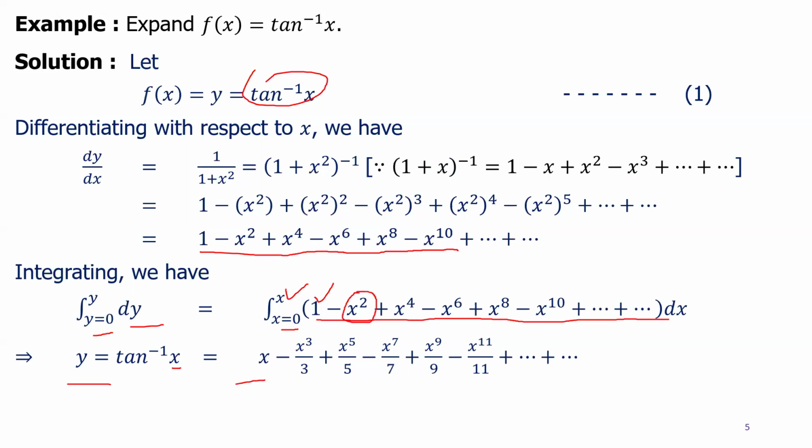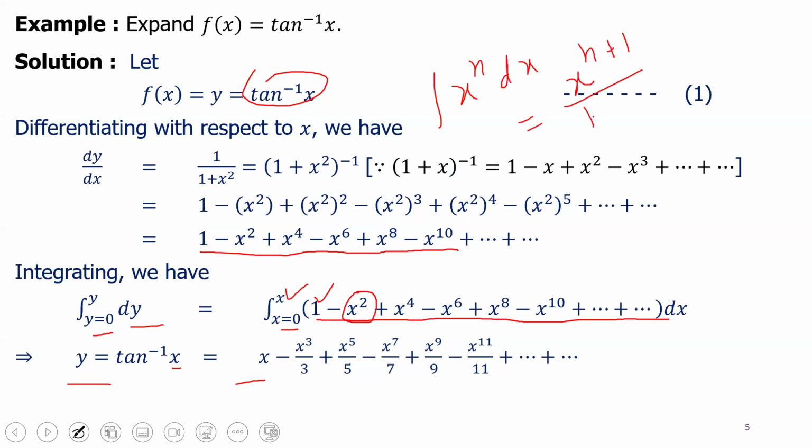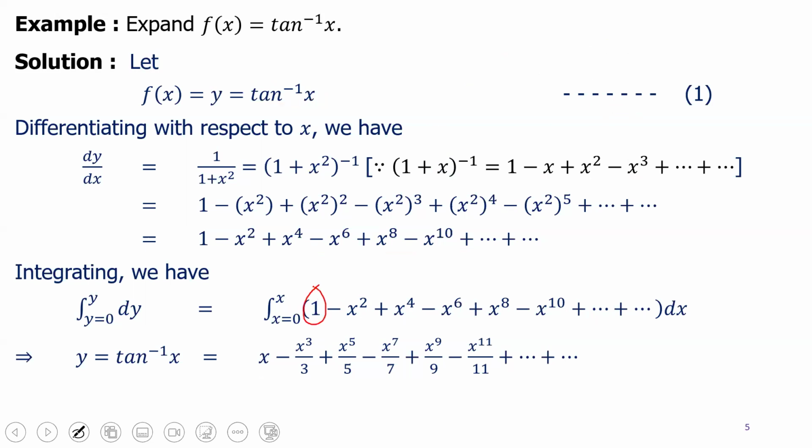It is x cube upon 3, because we know that the integration of x to the power n is x to the power n plus 1 upon n plus 1. Here, what is the power of x in the first term? x has power 0. So x to the power 0 plus 1 upon 0 plus 1 gives x to the power 1. Similarly, in the third part, x to the power 2 plus 1 upon 2 plus 1, which is nothing but x cube upon 3.